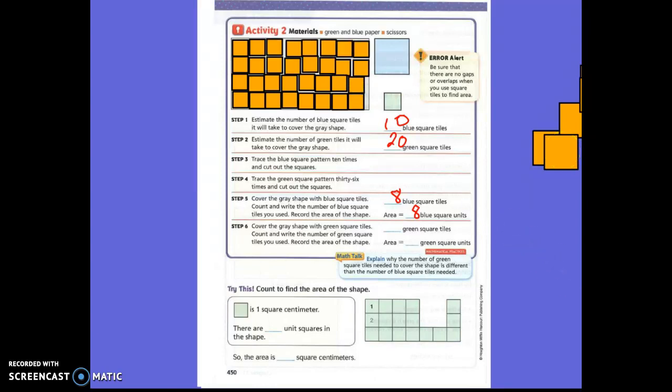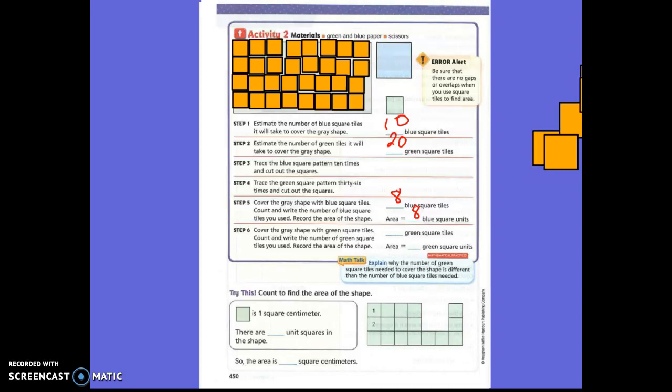Take the gray shape off of the green square tiles. How many green square tiles did we say there were? 32. So the area is how many square tiles? 32. Okay. Now, this is saying now the little squares are 1 square centimeter.